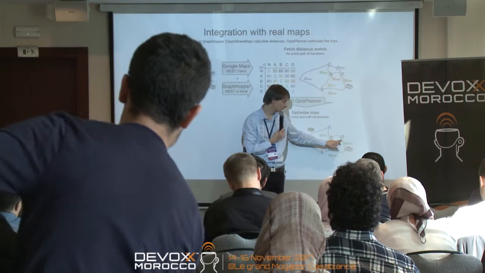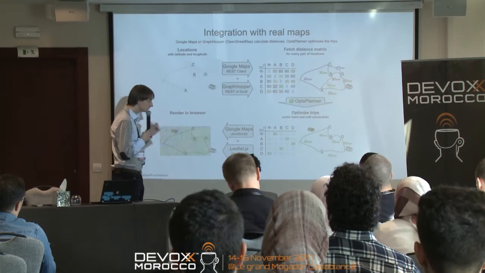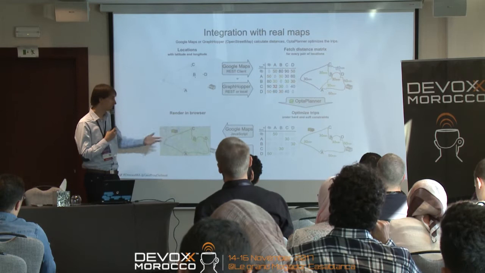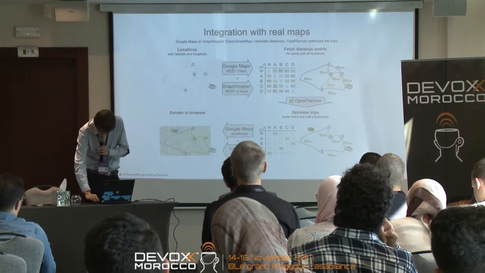And then you visualize that on the map. So earlier I showed it on Google Maps, but you can also do it with leaflet.js, which is an open source implementation of basically Google Maps, more or less the same. And that's based on OpenStreetMap. Okay. So that's the vehicle routing problem.